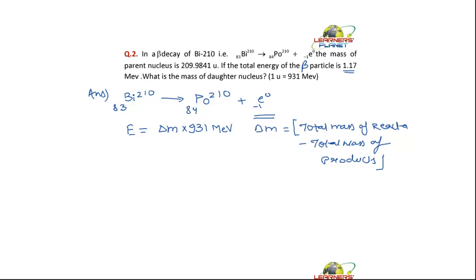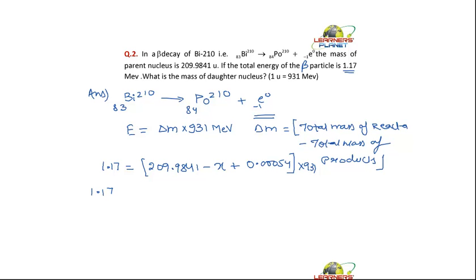So it would be energy, that is 1.17 mega electron volts, is equal to 209.9841 minus, sorry, it should be minus the polonium mass you want to find out, that is the daughter nuclei, plus the mass of the electron, that is 0.00054 units, multiplied by 931.